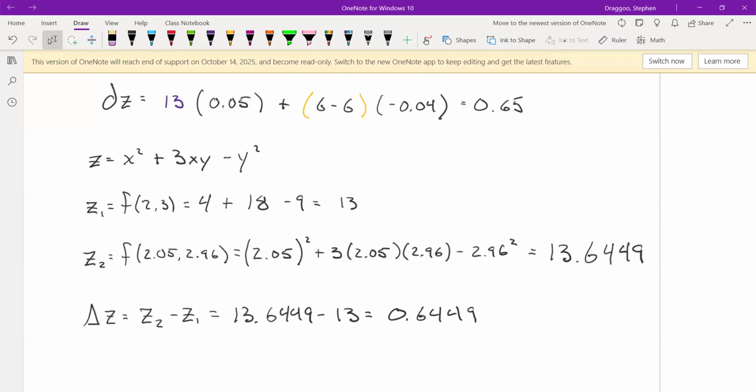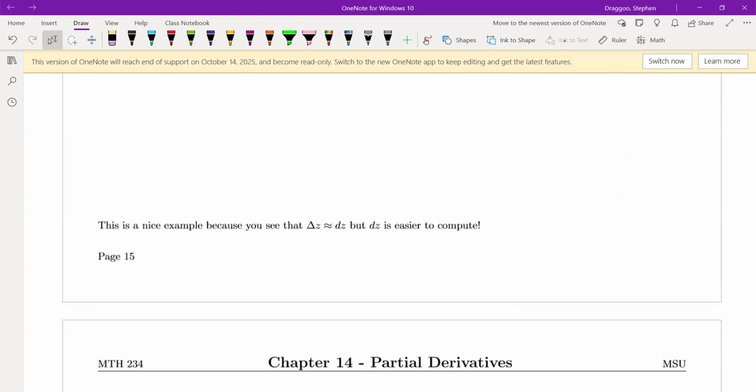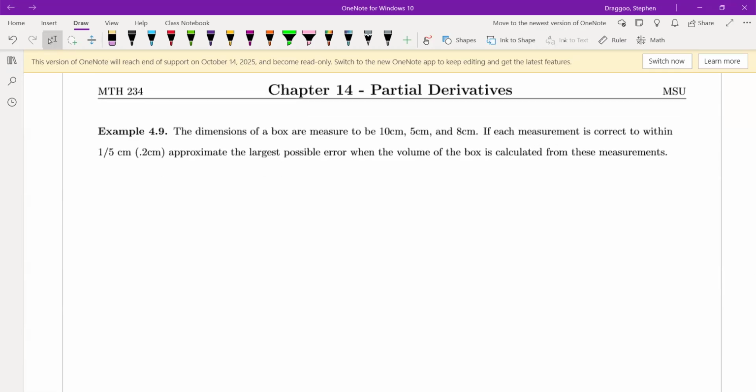And when I actually calculated dz the long way, by getting z1 and z2, and then taking their difference, I found that I was off by 0.0001. So the idea here is that as long as I'm close to my center value, calculating these two things should be basically the same, right? Delta z is approximately equal to dz. But one of those was easier to compute, which is kind of the whole point behind tangent planes and linearizations, is that it should be easier to compute this linearization.